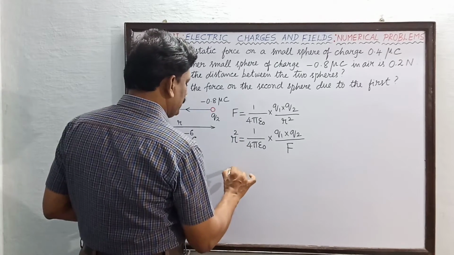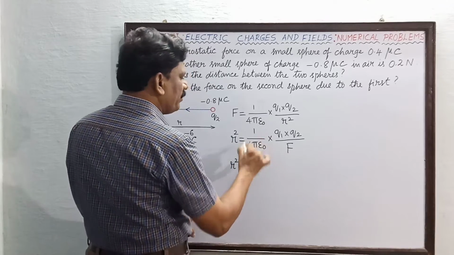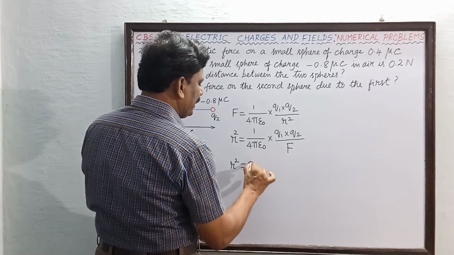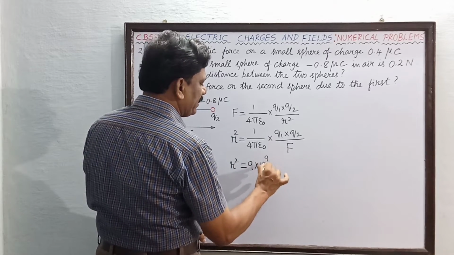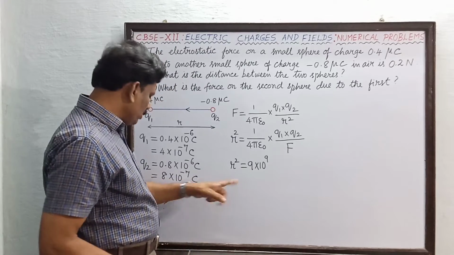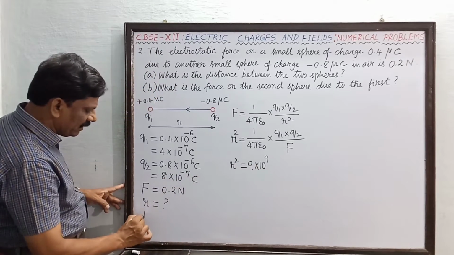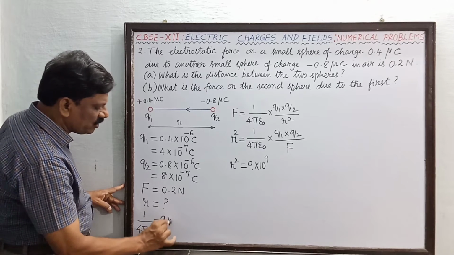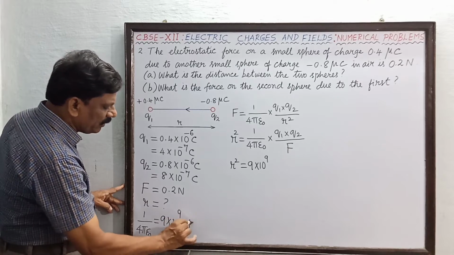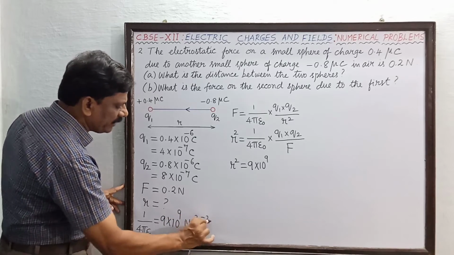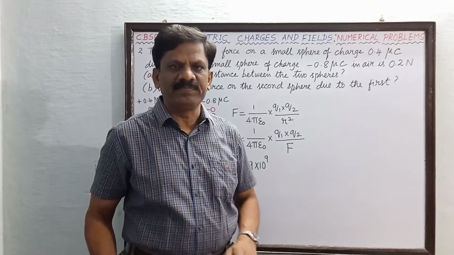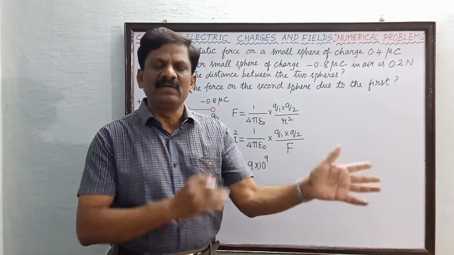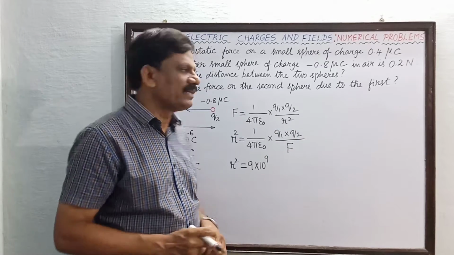Now R square is equal to 1 by 4 pi epsilon naught, which is a constant and its value is 9 into 10 to the power of 9 Newton meter square per Coulomb square. If you want, I can write the value of the constant also here. So 1 by 4 pi epsilon naught is 9 into 10 to the power of 9 Newton meter square per Coulomb square. This one you have to remember forever. In competitive exams, if you remember it, you can save some fraction of seconds at least. You can save that time.